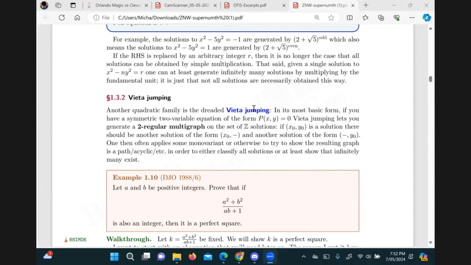Alright. 1 p.m. Another quadratic Saturday, family. The dreaded Vieta-Jumping. Exactly.